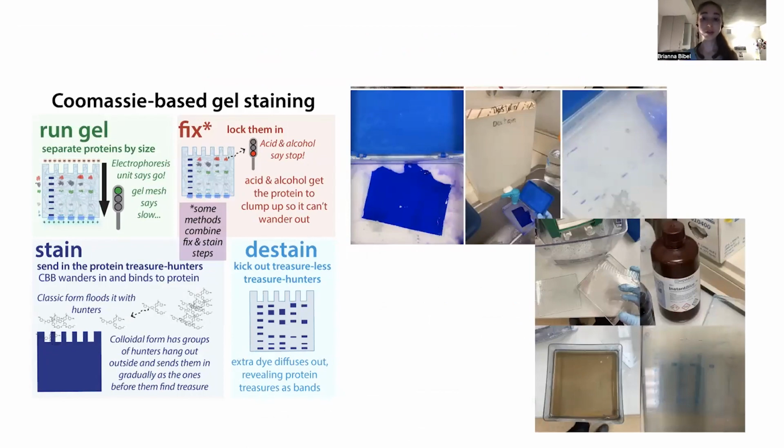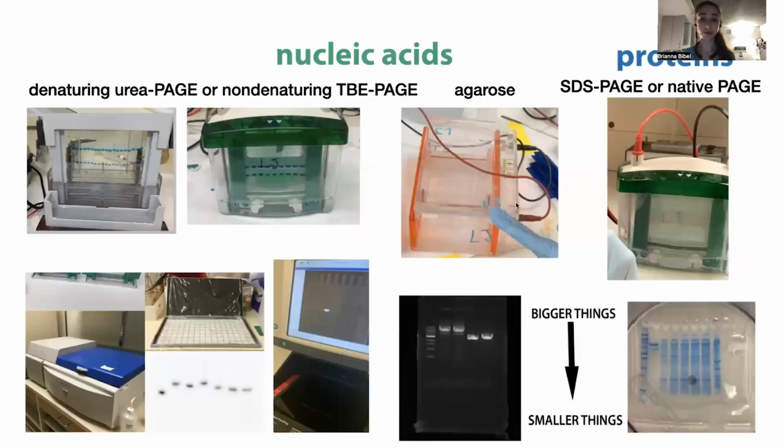And then in order to visualize them, you have to use some sort of stain. Typically we can use an all protein stain in the case of protein gels. For protein gels, we're typically using SDS-PAGE, these vertical, thin gels. We also use PAGE gels for small RNA or DNA. In this case, often urea PAGE gels.